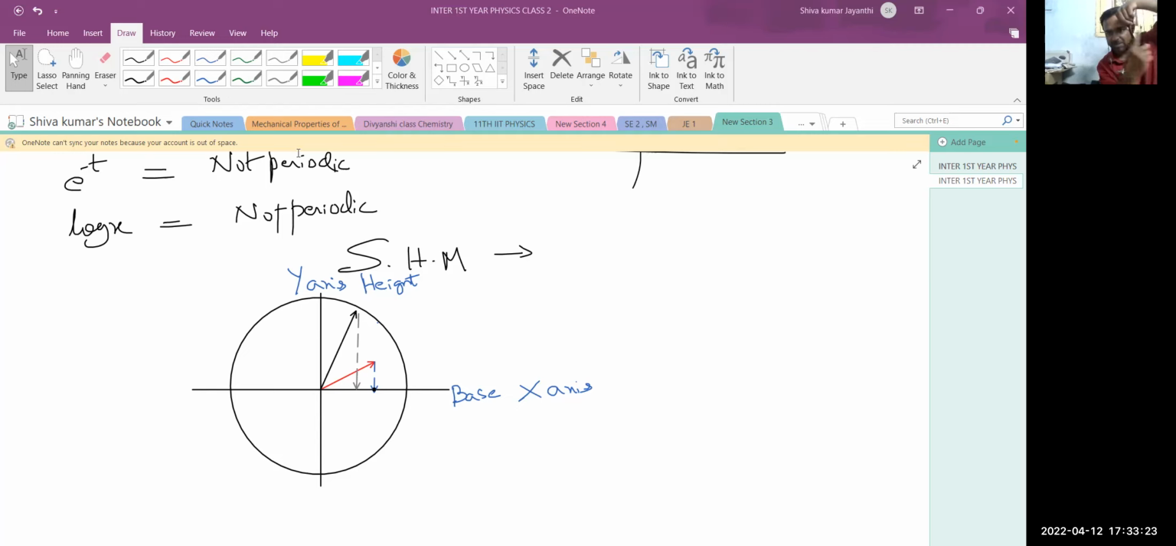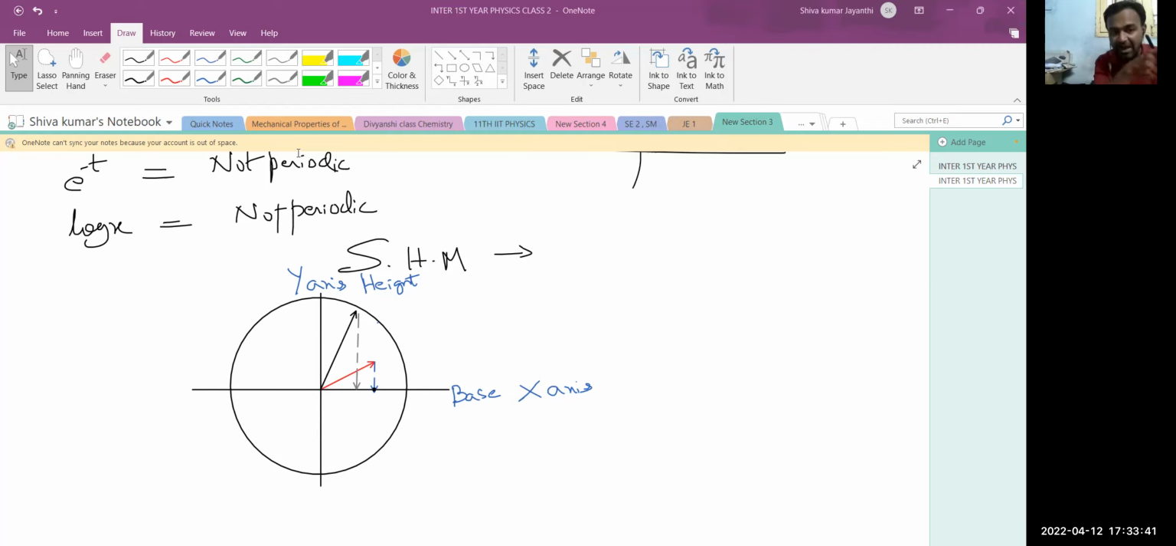At 7 o'clock it will go back behind. At 8, at 9 o'clock, like that it will go extremely to minus A. Then after that, when it goes up, it will come back. So the foot of perpendicular is oscillating along the x-axis. Did you understand that?